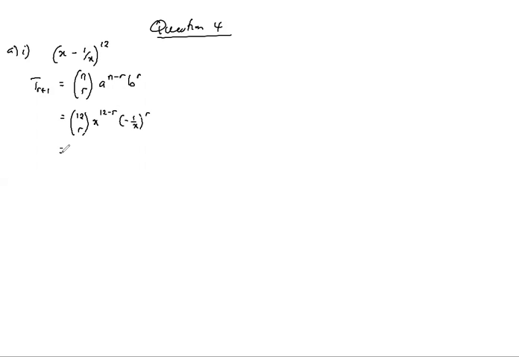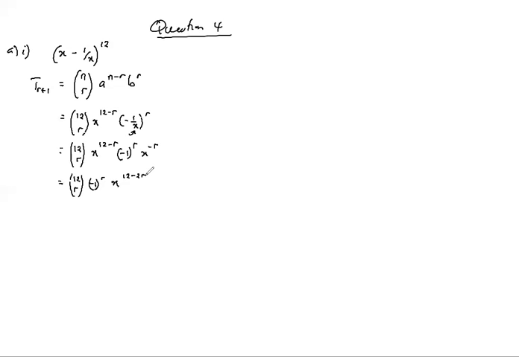From here, we first take this x in the numerator, so we have x to the power 12 minus r, and negative 1, we extract it from the r, and then x will go to negative r. Then from there, you put the x's together. So you have negative 1 as a constant, and you have x to the power 12 minus 2r.